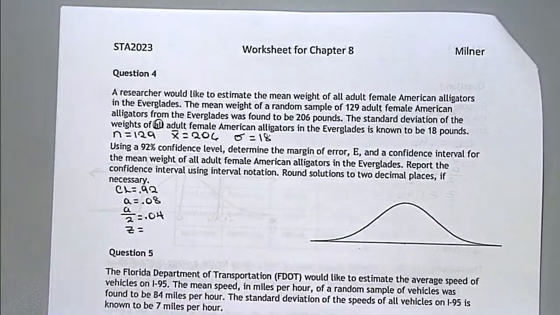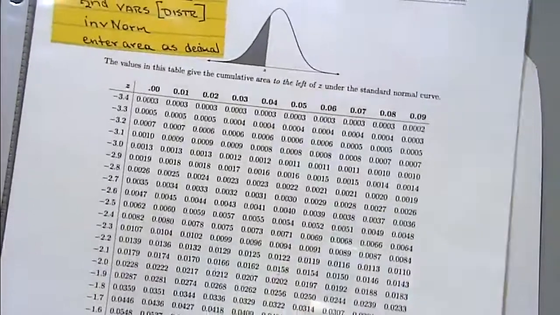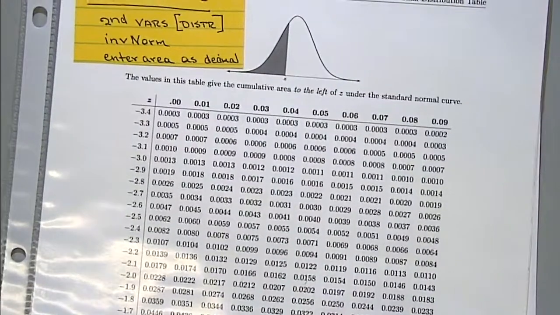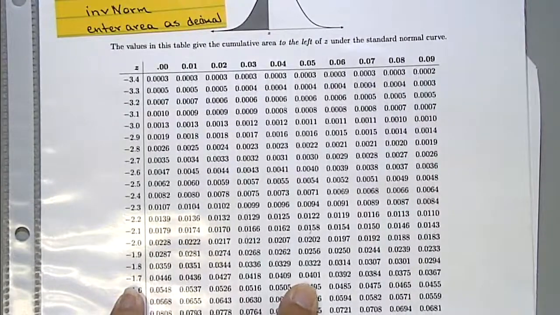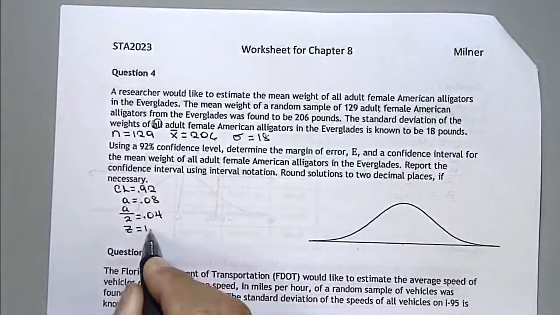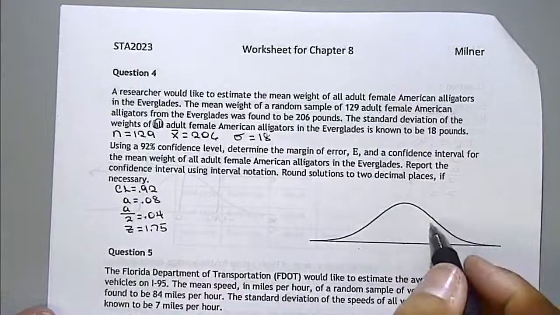Where's that table? I've got 0.04. I have to look up 0.04. As close as I'm getting here, I get 1.75 is what I'm seeing, right? Negative, I know, but we don't care. So I got a 1.75. I found Z. And now I want the confidence interval.